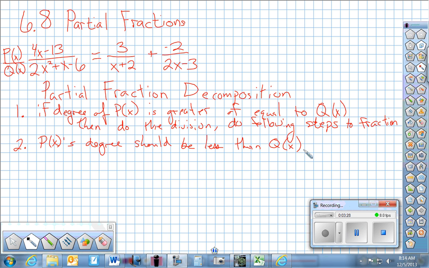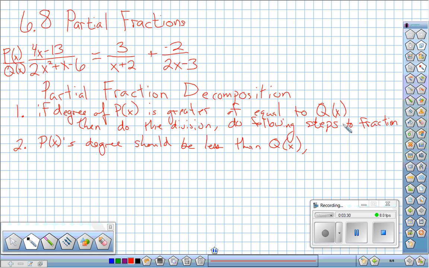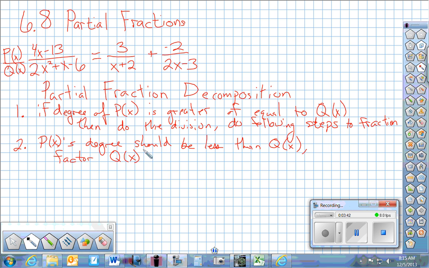And as soon as the degree is less, then we are going to be factoring q of x. Then factor the denominator. We want it mostly into linear factors when we factor this. But if you have something quadratic that isn't factorable, that's okay as well.